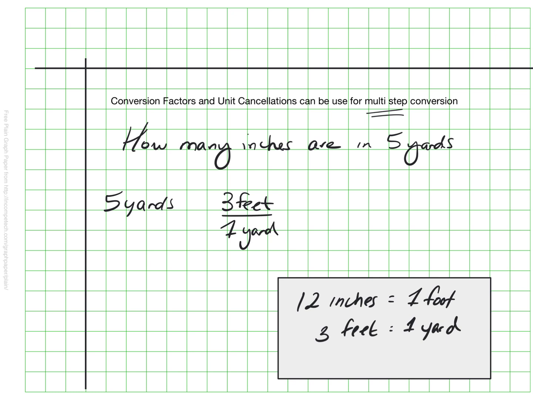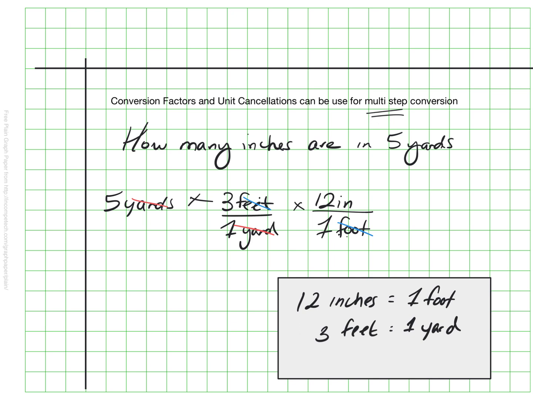And then additionally, I know that 12 inches are equal to 1 foot. So again, I'm going to put my 12 inches here on top and my 1 foot on the bottom so that these are diagonally across from each other, feet and foot. And then I'm going to start canceling these out as if I'm simplifying before I multiply a fraction. So I can cancel my yards out and I can cancel my feet out. And from there, I can multiply.